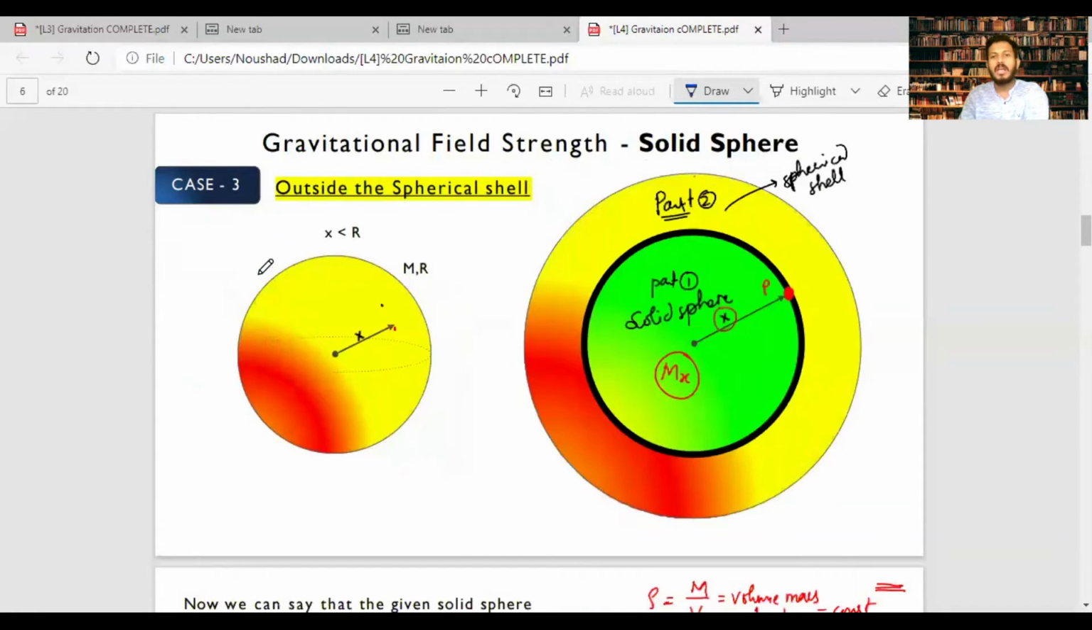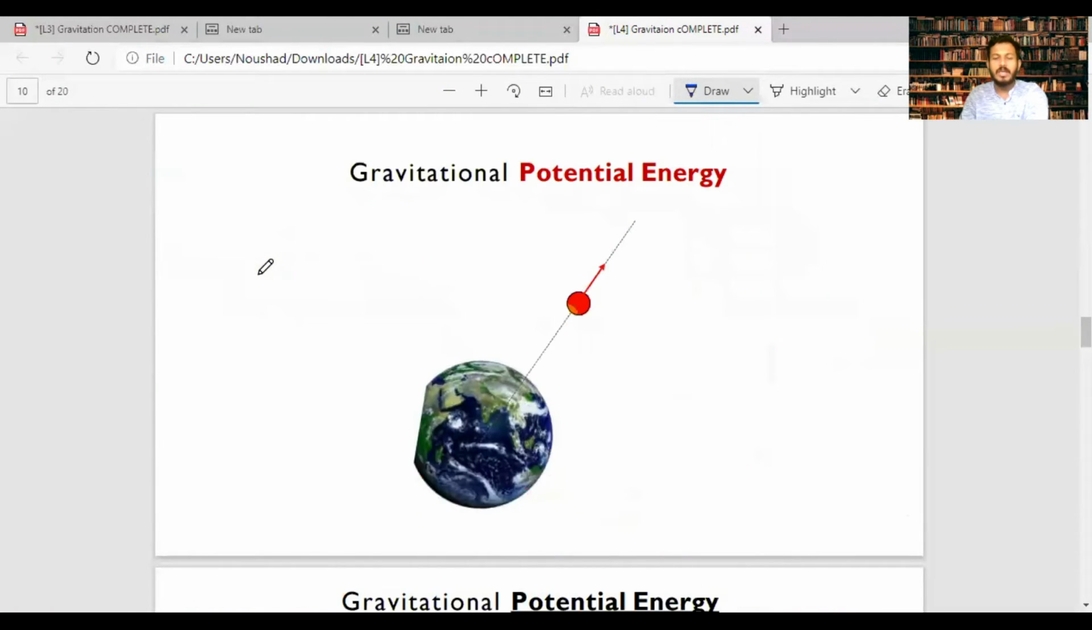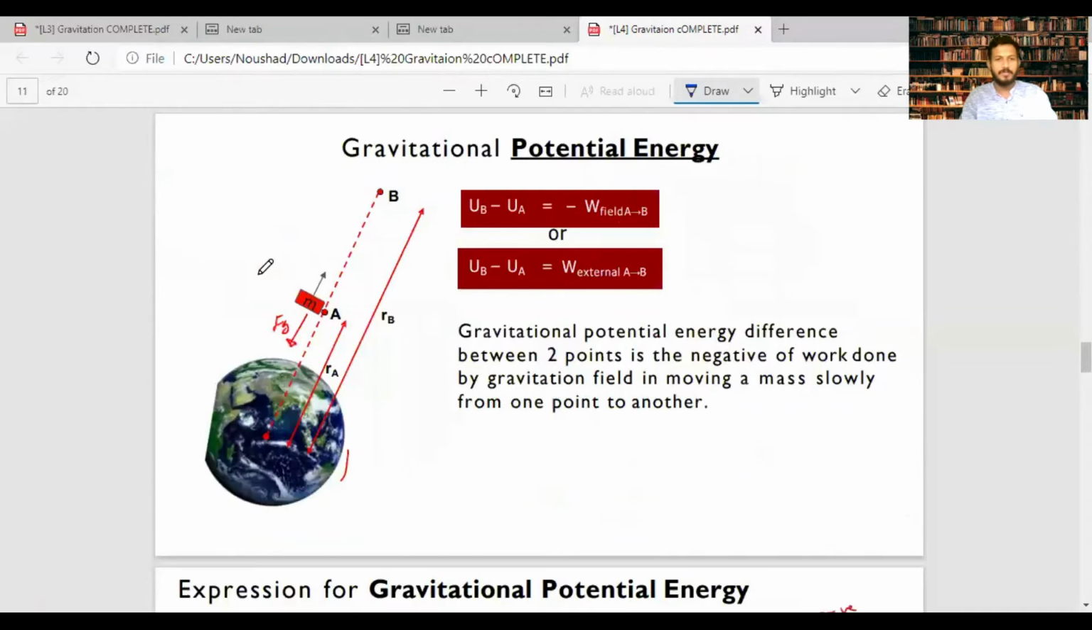Gravitational field strength, we have already discussed. Now gravitational potential energy. What is meant by potential energy? Consider a body of mass m. I lift it to a height h. Then I am doing work, W equal to F s. What is F? It is m times a, and s is the displacement. Here, for upward and downward motion, the acceleration is the acceleration due to gravity, and the displacement is h. So the work done is mgh.